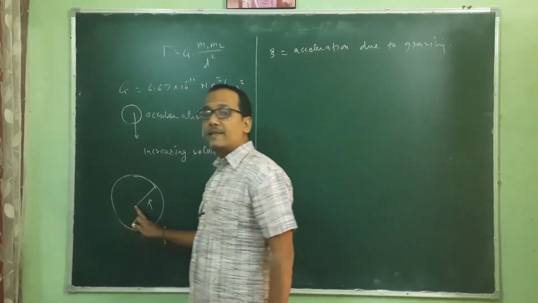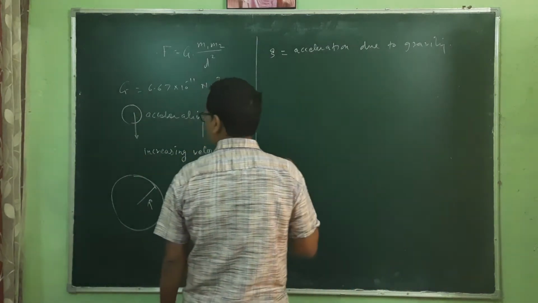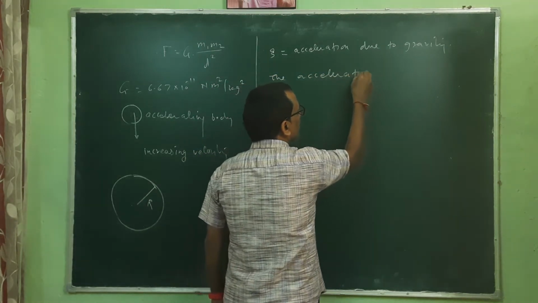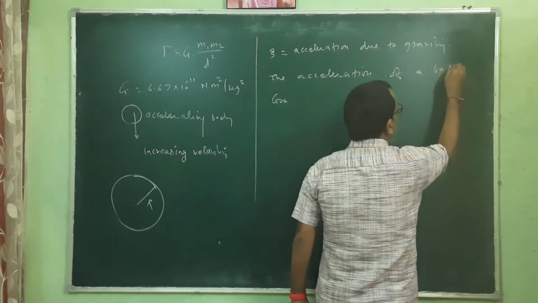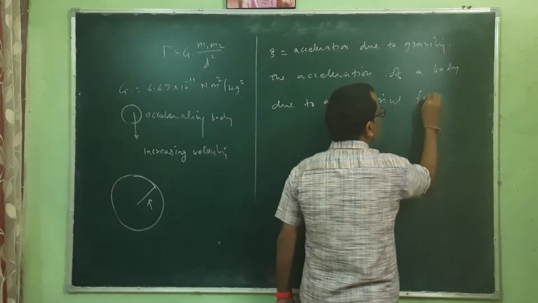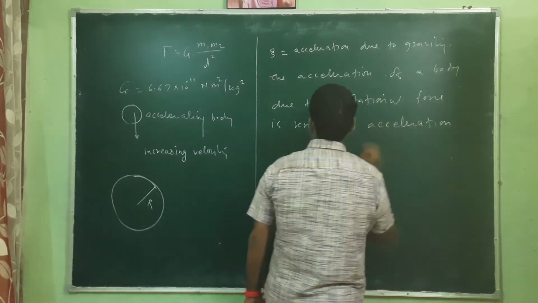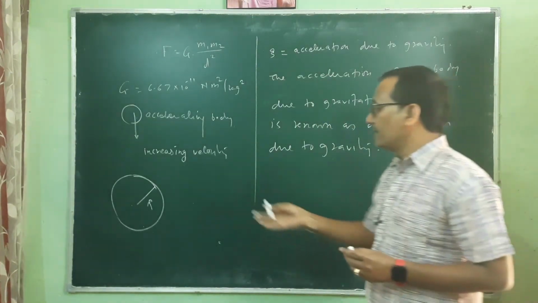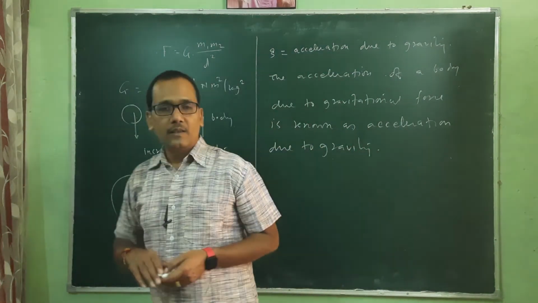This acceleration is because of the gravitational force of the Earth. That's why it is known as acceleration due to gravity. So one can define acceleration due to gravity as the acceleration of a body due to gravitational force. The acceleration of any body which is because of the gravitational force, the attraction force of our earth or that big body, is known as acceleration due to gravity.